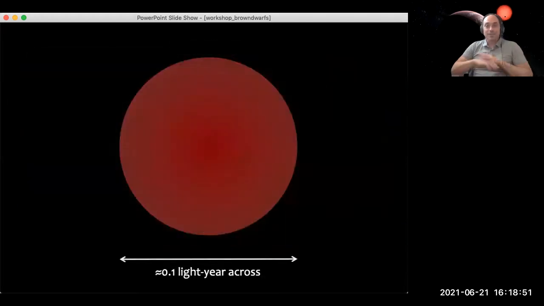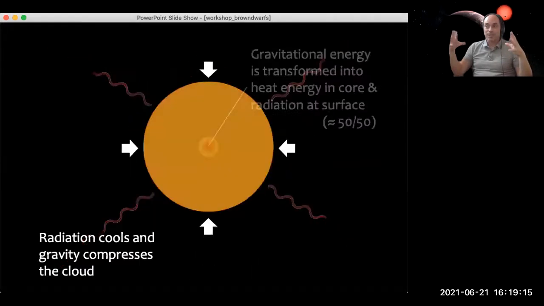So here's my very sophisticated animation of this process. All right, this is if we imagine just one of these dark clouds, but we've shrunk it down a little bit to maybe just a tenth of a light year across. So this might be the sort of pre-stellar core before it's about to start fusion. What happens is, again, gravity is pulling this thing inward. And so it begins to shrink downwards.